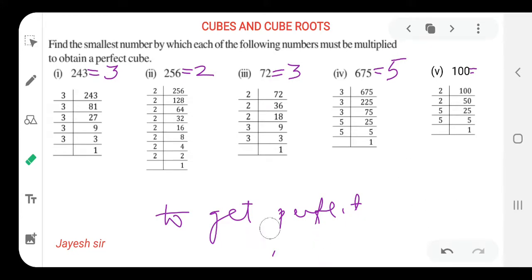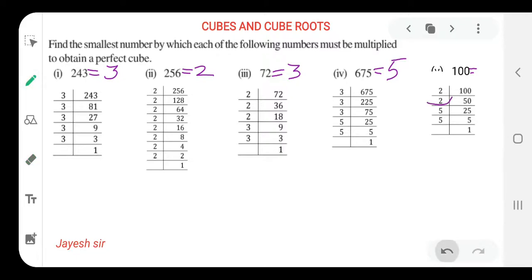If you can solve it on your own, pause the video and try to solve it on your own, friends. I think this will make your concept clear. We need to make the pair of 3. Here we can see 2 appearing 2 times only.